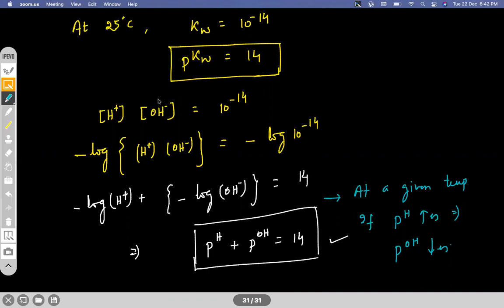Yeah. Okay. Now tell me one thing here. You know, the dissociation of water is endothermic. I'll write down this information here. Dissociation of water is endothermic, right?